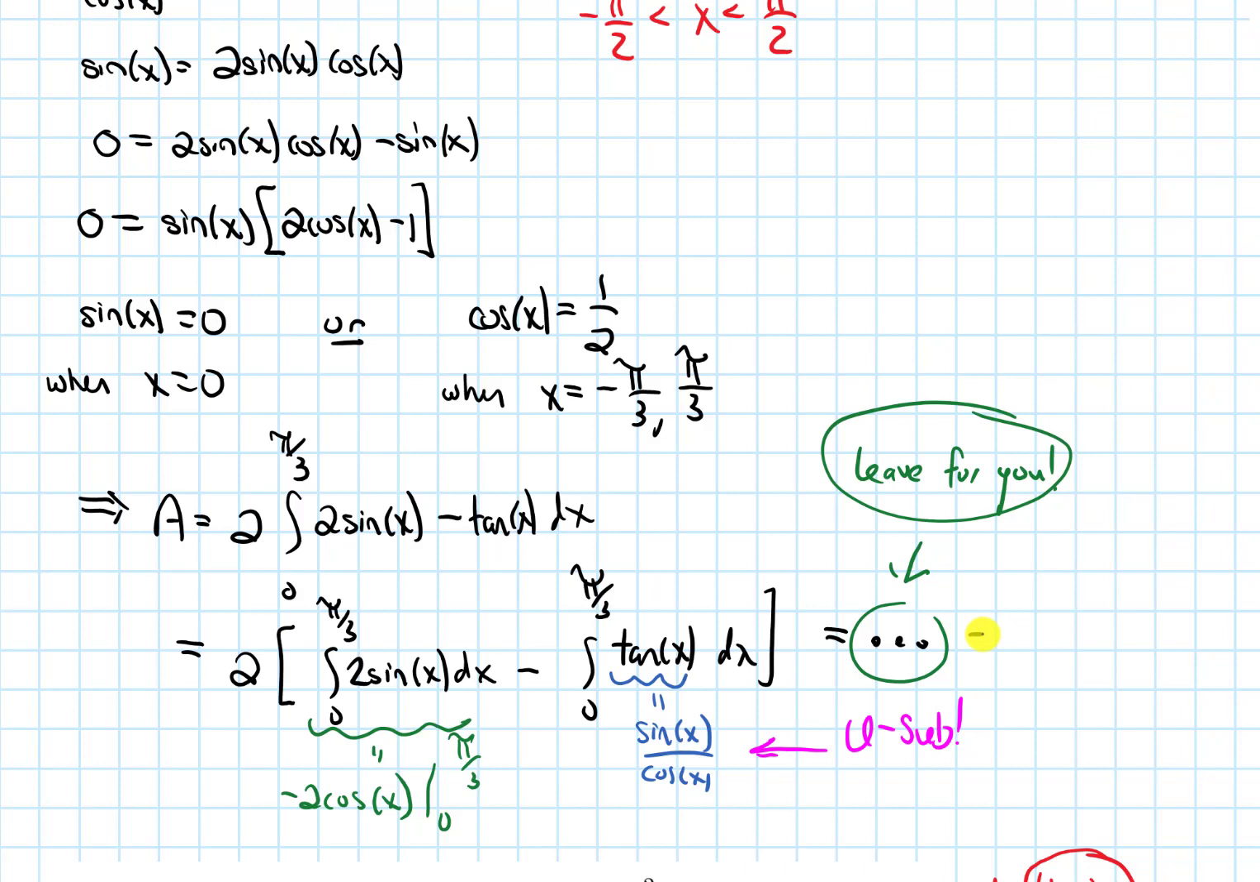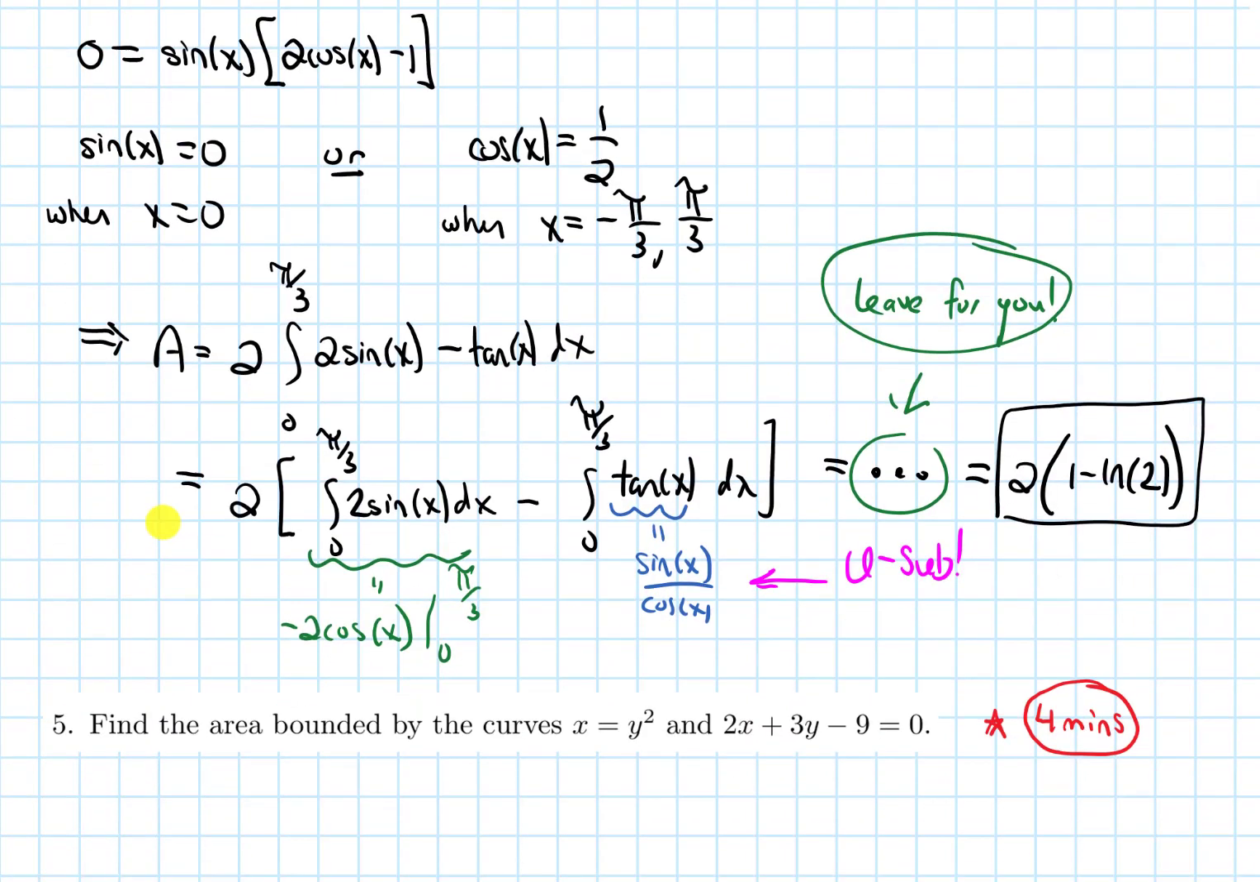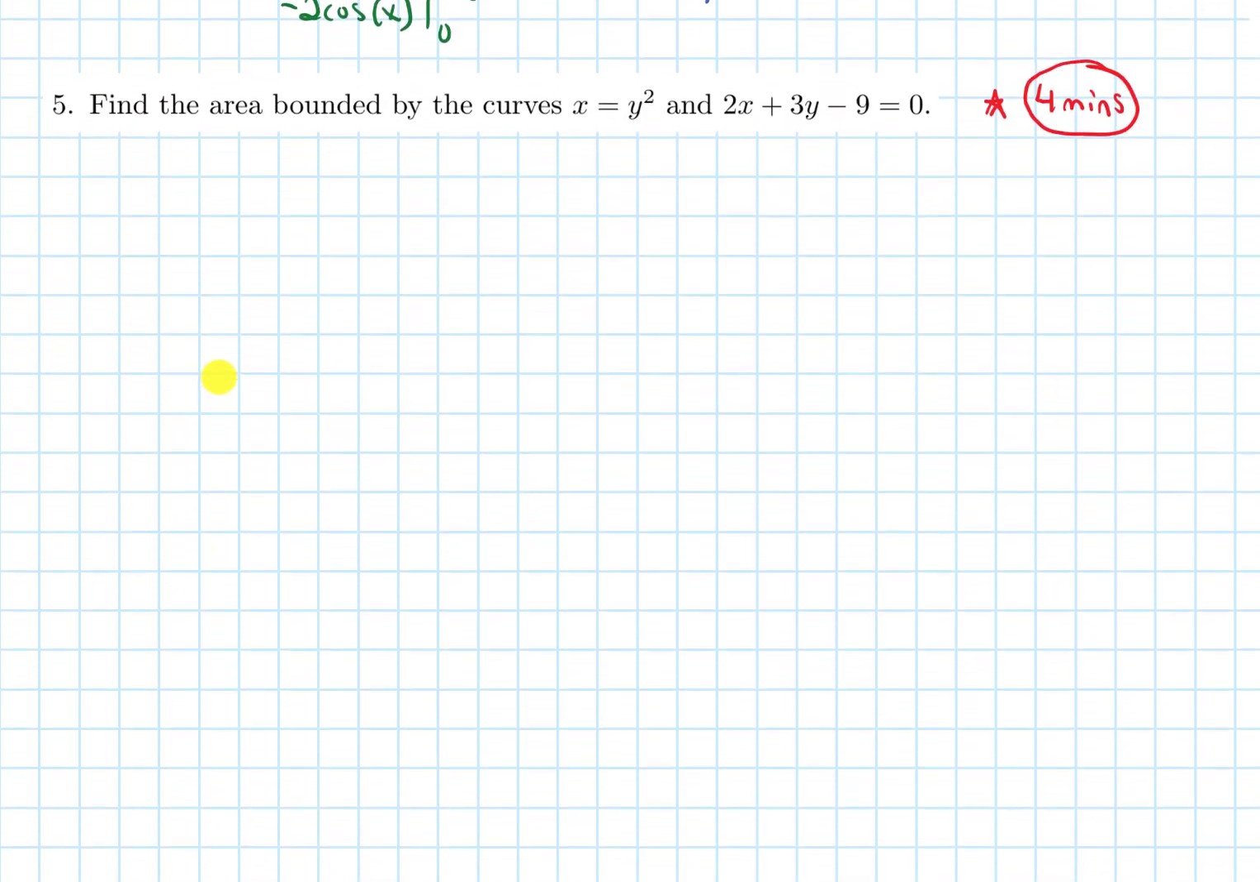All right, and I'll just tell you what you should get at the end. You'll end up with 2 parentheses, 1 minus ln of 2. And that is our answer. That'll be our area. All right, so I want to do one final example in this video.